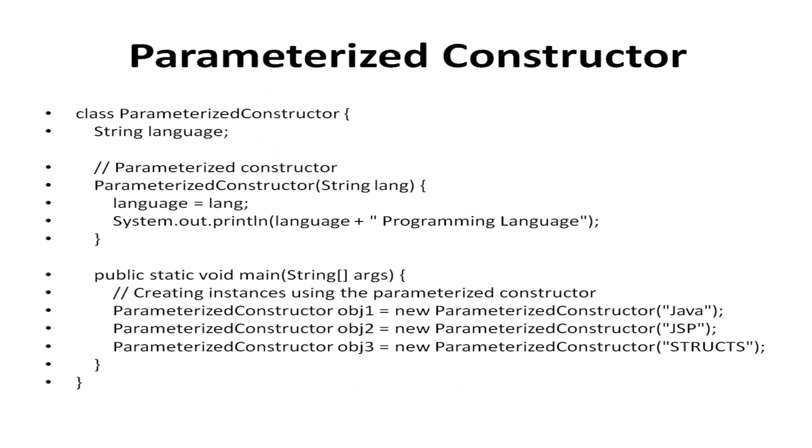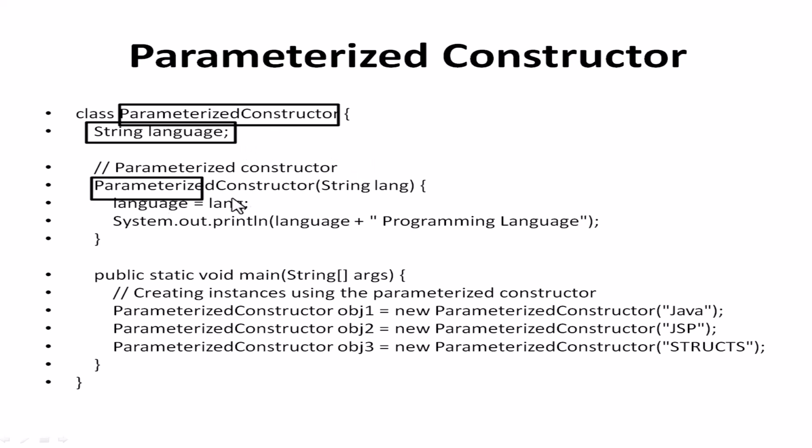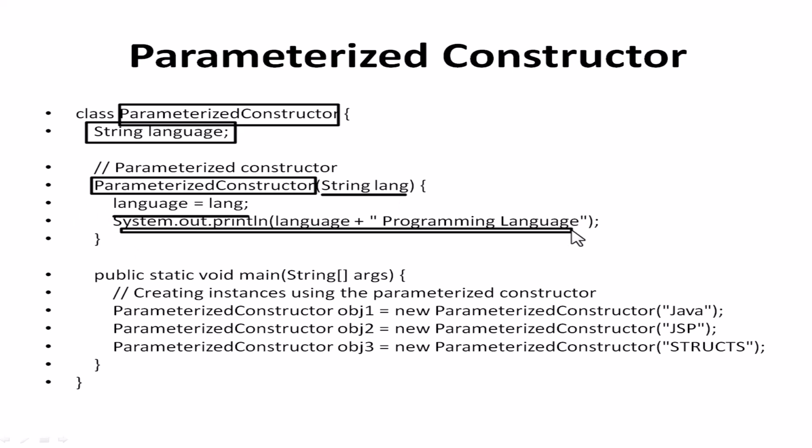Next, parameterized constructor example. Here we are going to create a parameterized constructor. The name of the class which we have given is ParameterizedConstructor, and we have given one data member, which is a String language. Now we have given a constructor with the same class name, ParameterizedConstructor. It is accepting one argument. Now here language equals language. Next System.out.println, it is going to print the programming language.